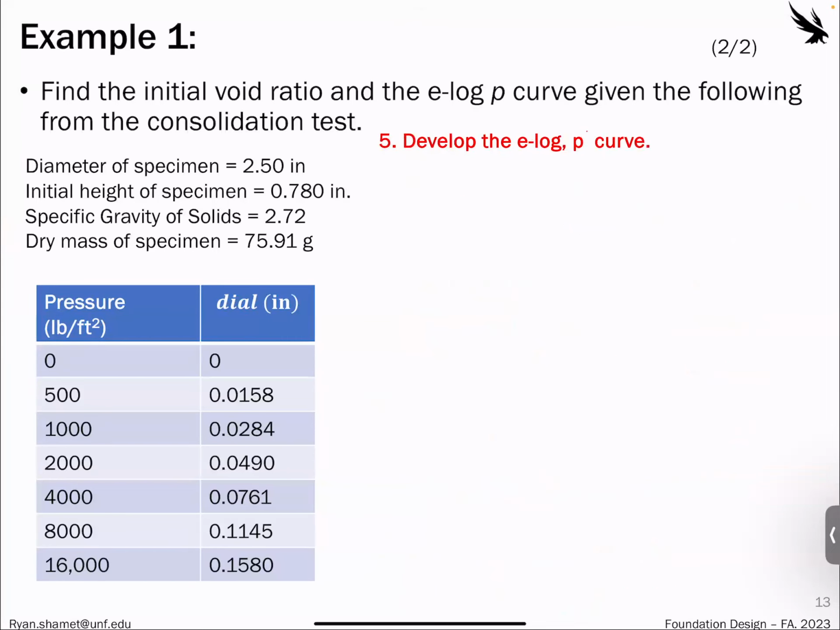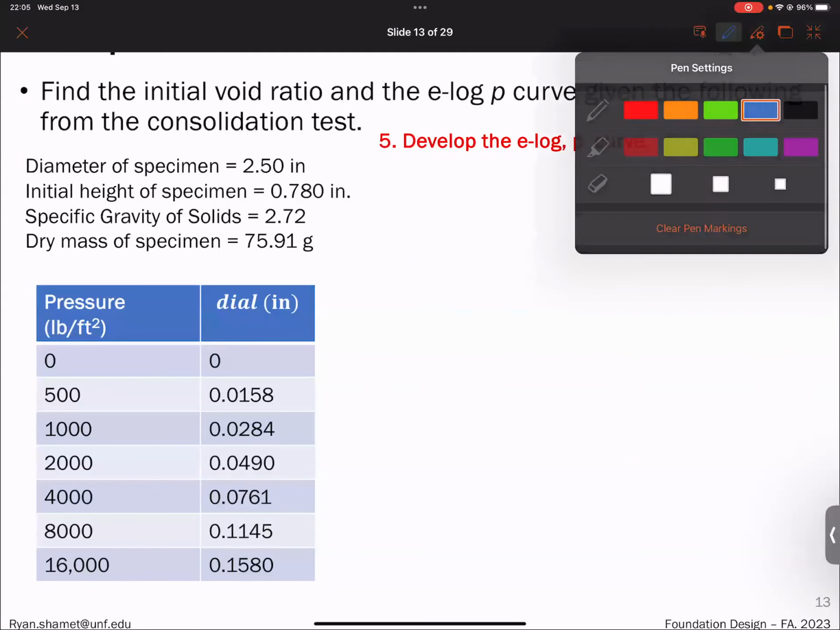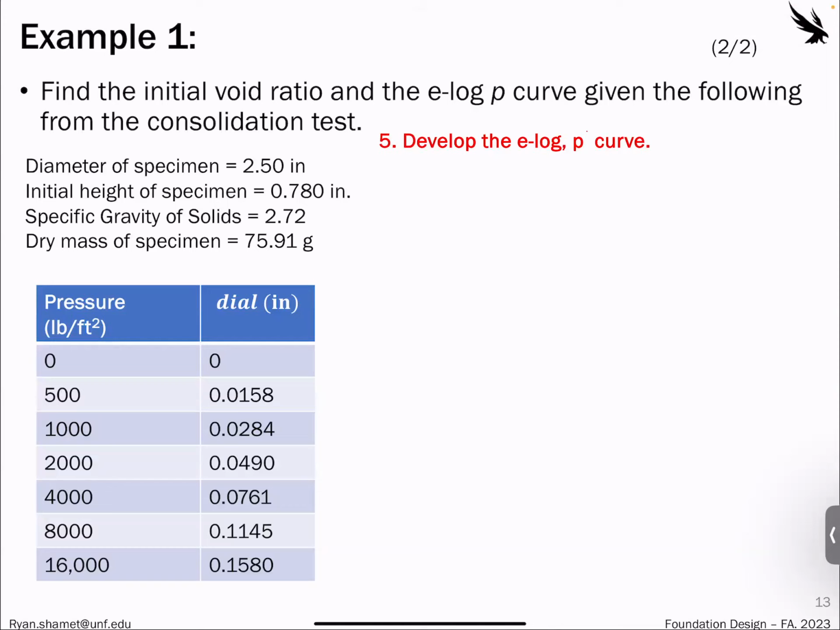What we'll do with this next step is start determining the void ratio for each one of these pressure values that we have here. So what we first need to do in this step, and I probably should have done this a while ago, I'll change it to blue here, is determine the height of the solid material. This is that height of solids.